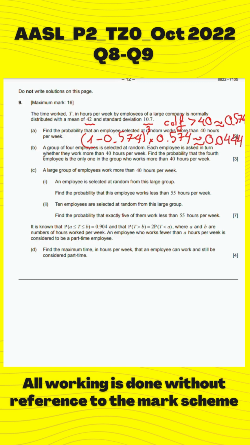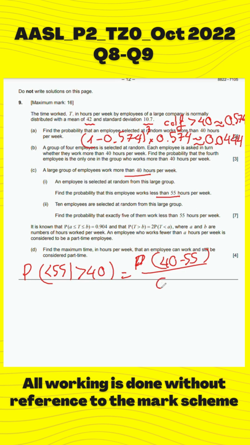And we have nearly 0.0444. C. Okay, given more than 40, we ask for less than 55. So the probability of less than 55 given more than 40 will be the probability of between 40 and 55 over the probability of working more than 40, which is 0.574. So it will be 0.46194 divided by 0.574, which is nearly 0.805.